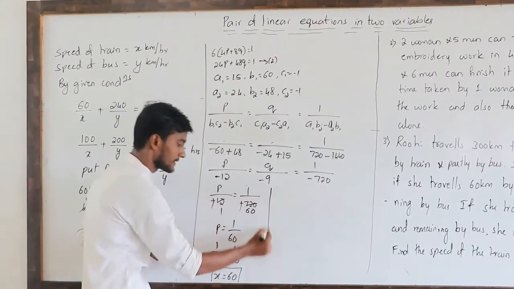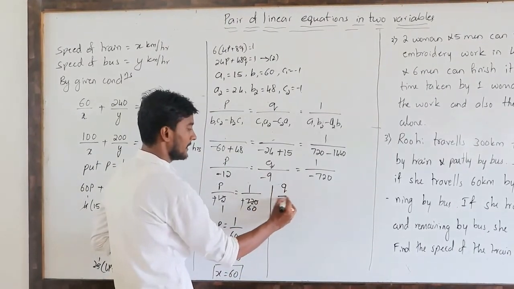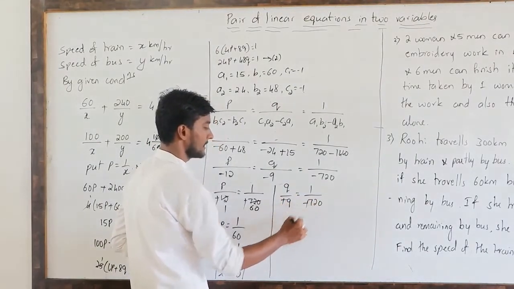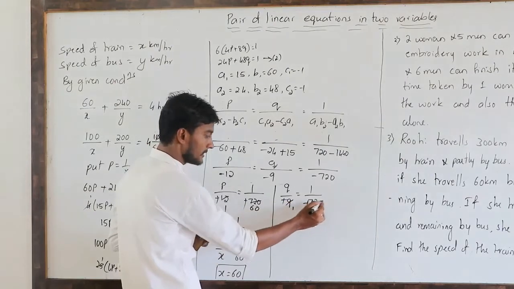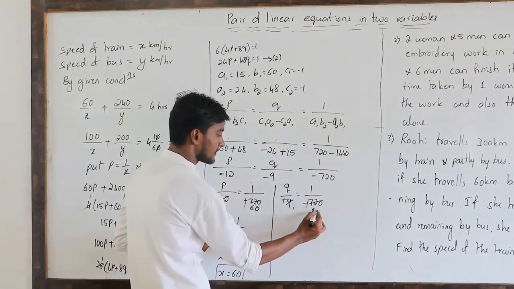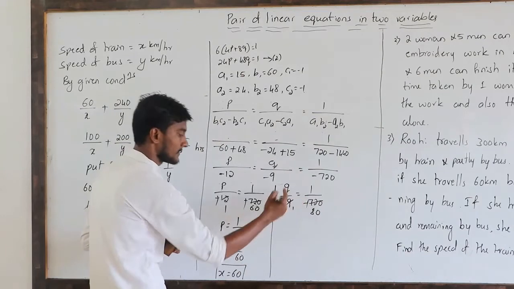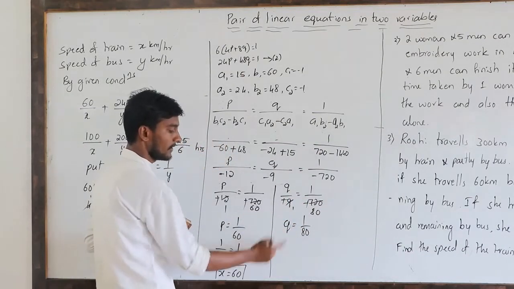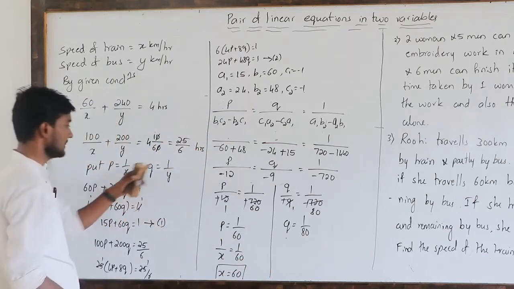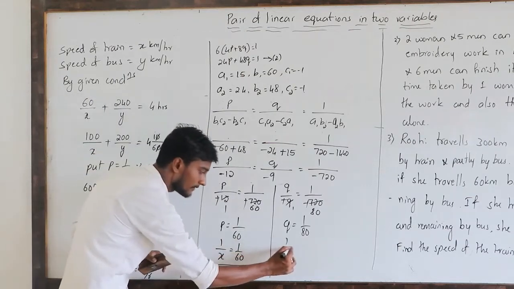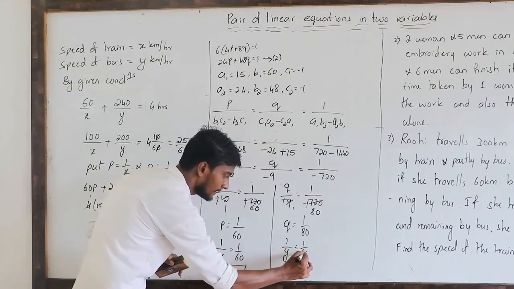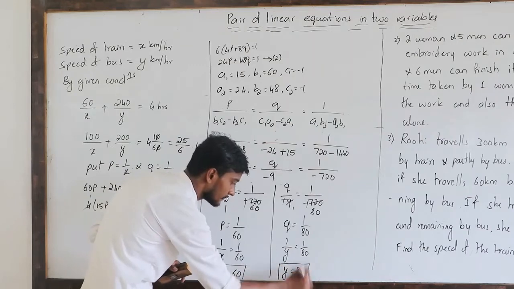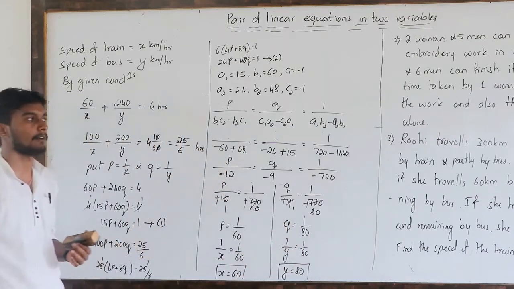And next compare here. Q divided by minus 9 is equal to 1 divided by minus 720. Minus minus will get cancelled. 9 ones are 9, 9 eights are 72. So 80s are 720. So Q is equal to 1 divided by 80. Q value you have taken as 1 divided by y. 1 divided by y is equal to 1 divided by 80. So cross multiply, y is equal to 80. X value is 60, y value is 80.